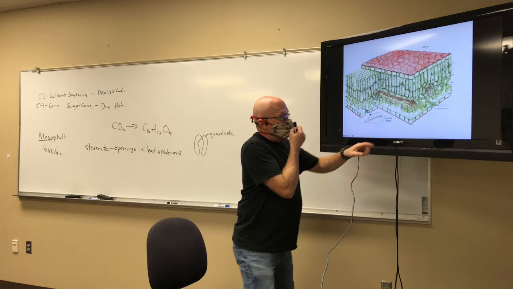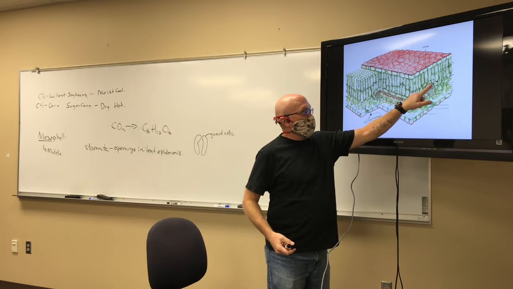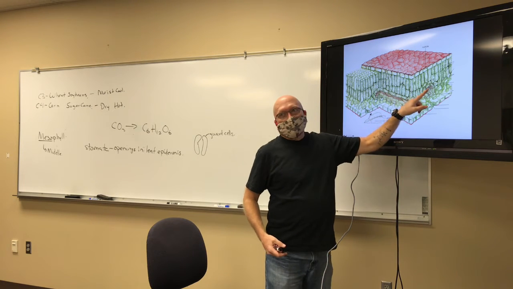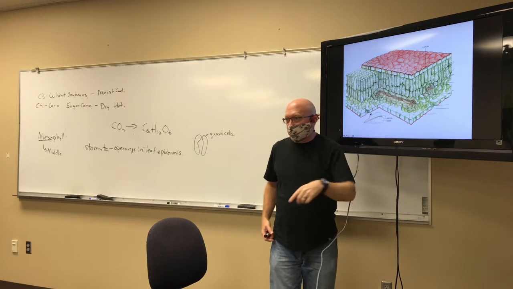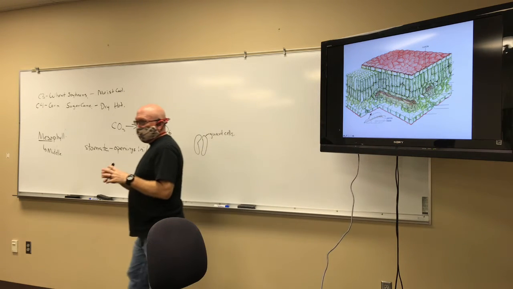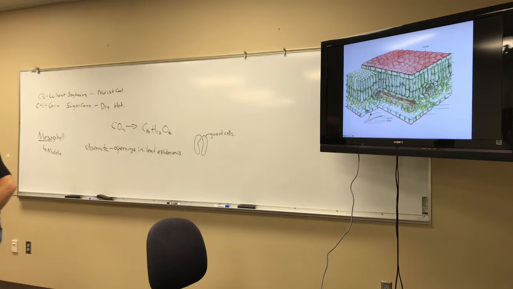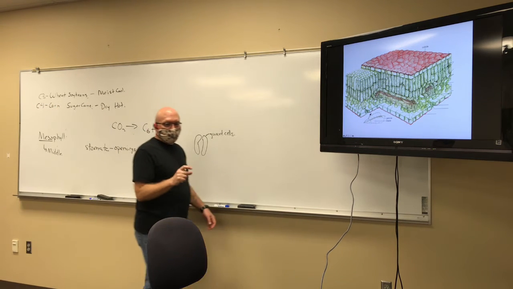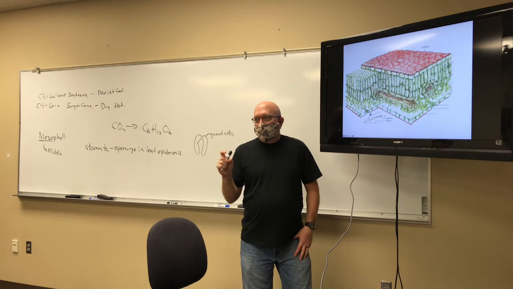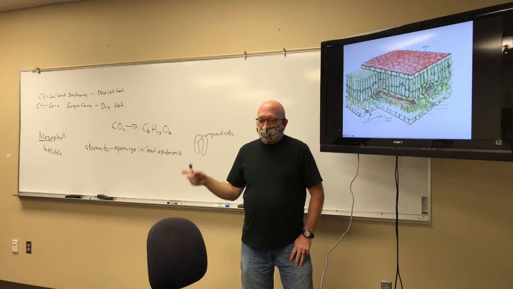What are the names of the cells that go around the xylem and phloem? Remember, this is called the vascular bundle. What are those cells around that called? Yeah, the bundle sheath cells, yep. And those are very important because those are important for photosynthesis in C4 plants.